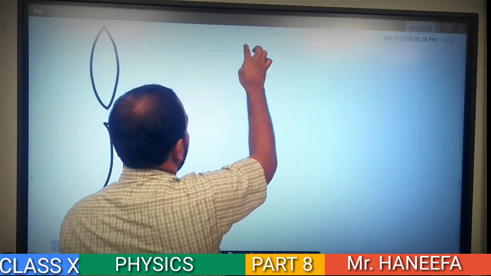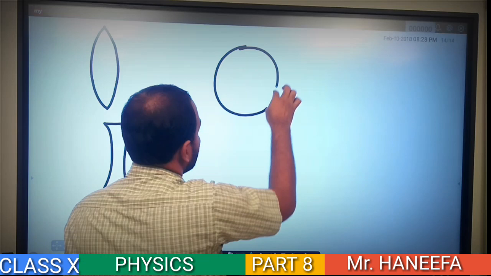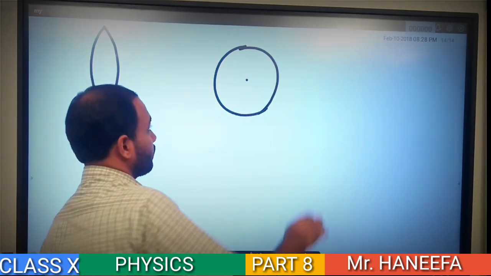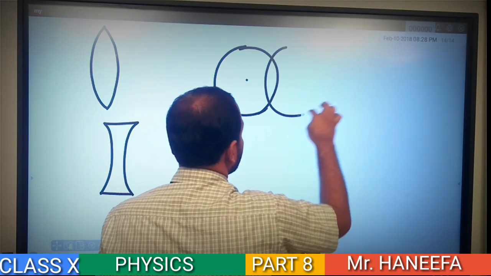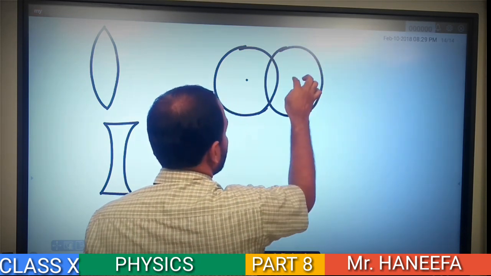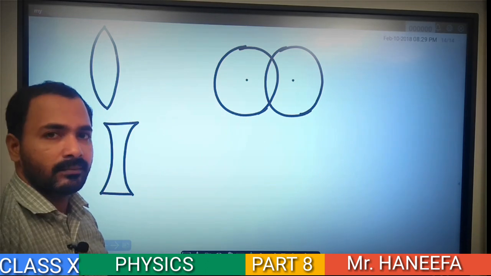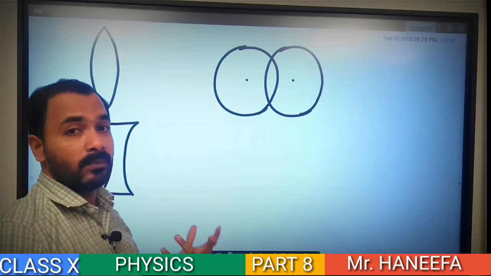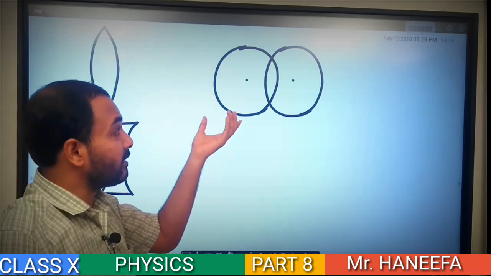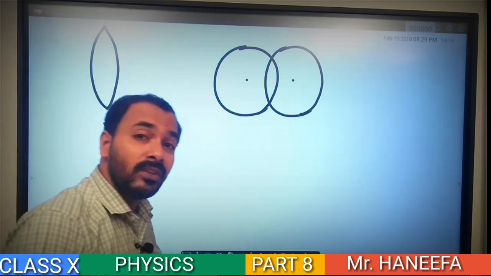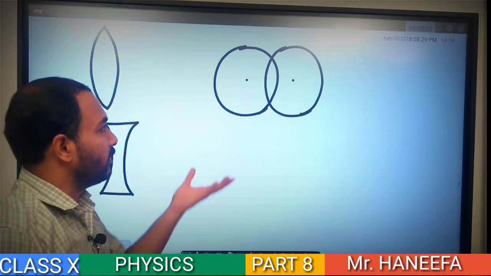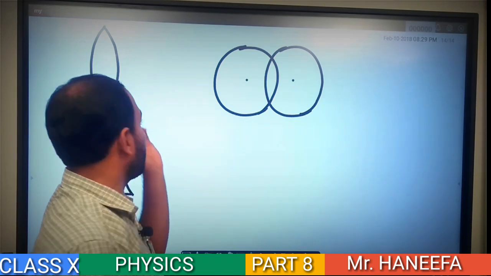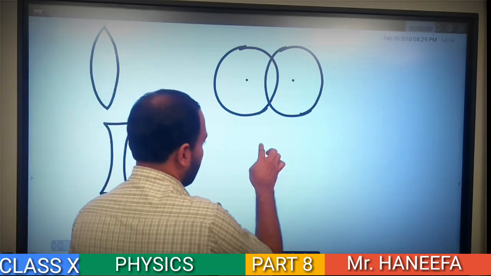Okay, so we can consider two spheres. This is one sphere. This is another sphere. So here a convex lens forms. A convex lens is the part of two spheres. Such lenses are called spherical lenses. So a convex lens is a spherical lens.